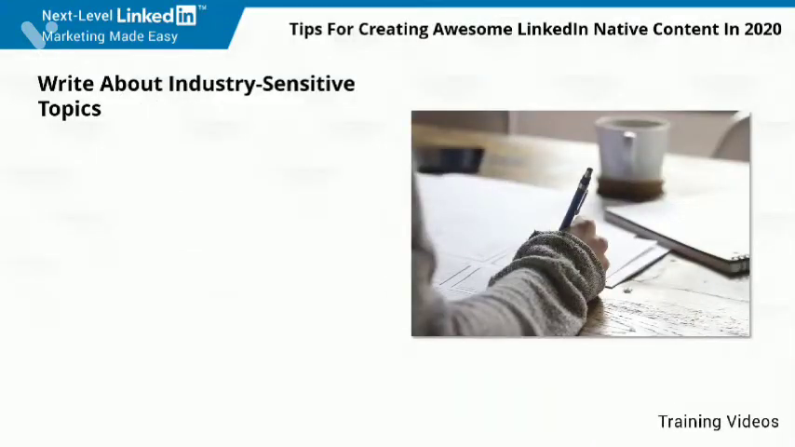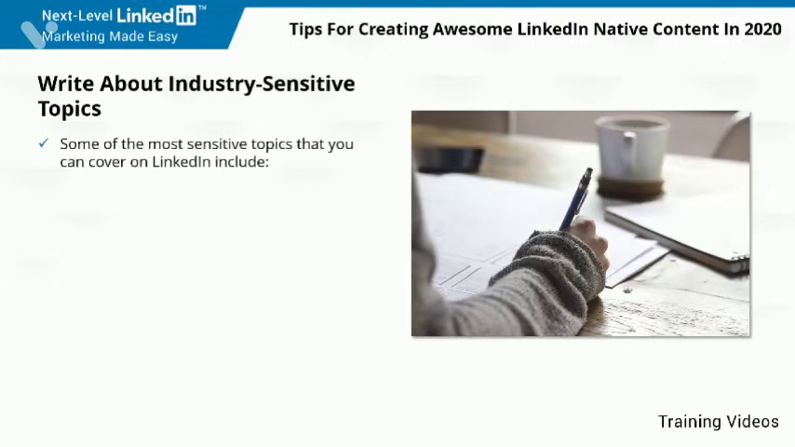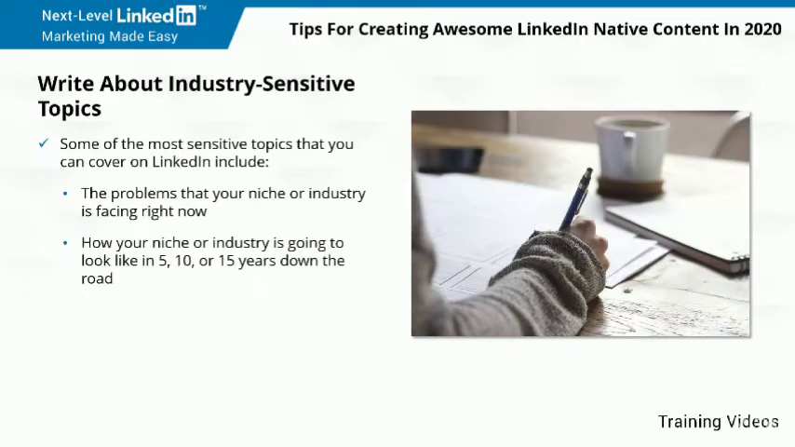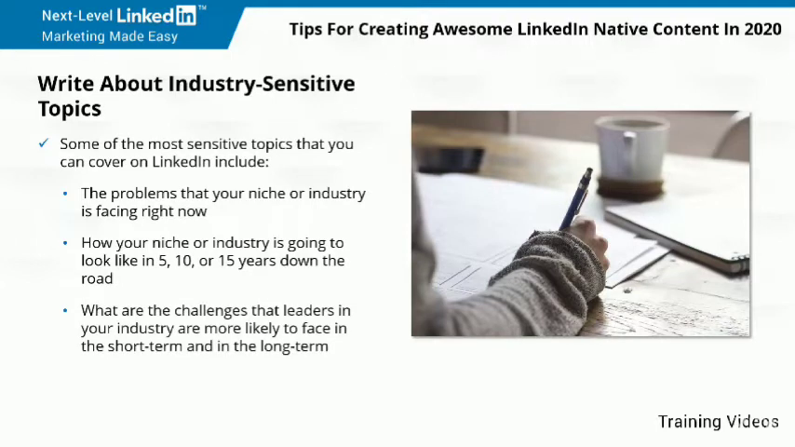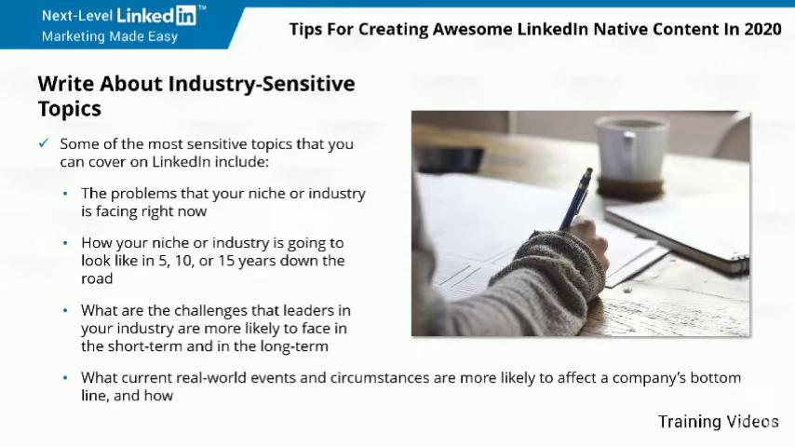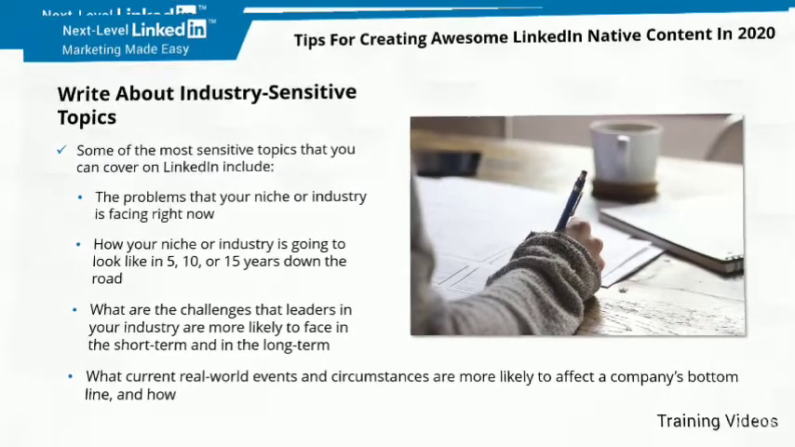Write about industry-sensitive topics. If you want your content to resonate, you have to write about sensitive topics, such as the current state and future of your industry. Some of the most sensitive topics that you can cover on LinkedIn include the problems that your niche or industry is facing right now, and how your niche or industry is going to look in 5, 10, or 15 years down the road. What are the challenges that leaders in your industry are more likely to face in the short term and in the long term? What current real-world events and circumstances are more likely to affect the company's bottom line, and how?